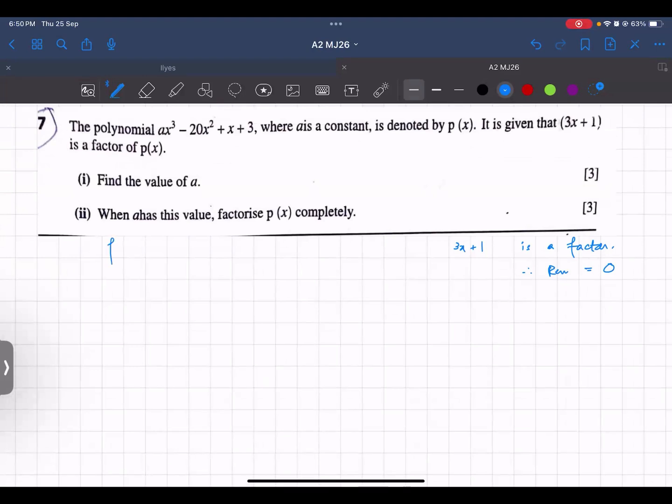So if your function is this, let's suppose f(x) is equal to ax cubed minus 20x squared plus x plus 3. So if I find the value of x from this divisor, 3x plus 1 is equal to 0, and so x will be equal to negative 1 upon 3. So you will say that if you find the value of the function at negative 1 upon 3, it will come out as 0 because it is a factor.